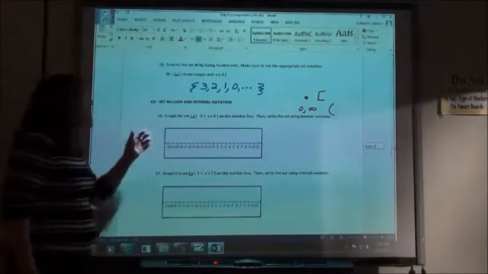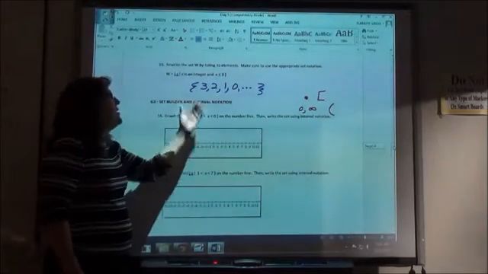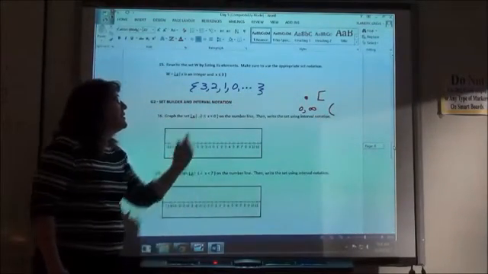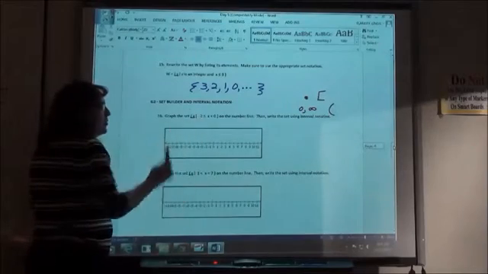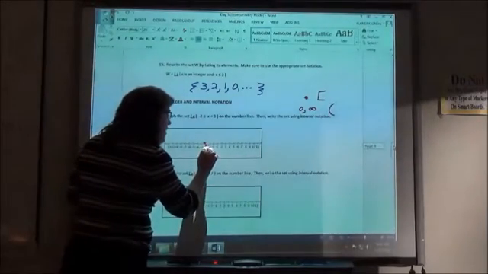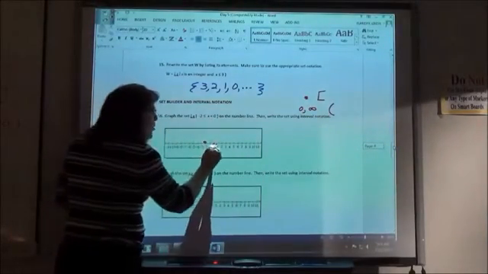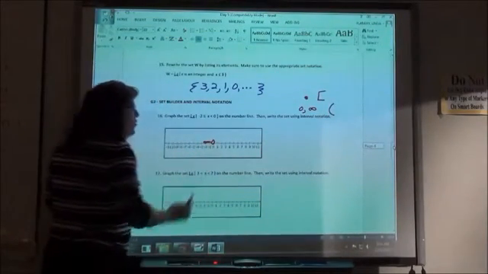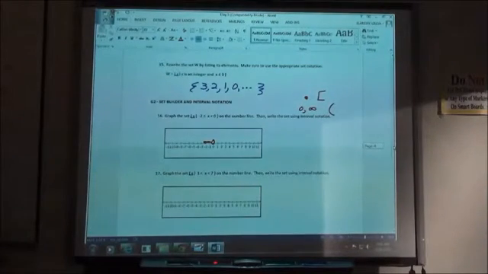So, first thing they're going to have us graph the set, x such that negative 2 is less than or equal to x, which is less than 0. So, the negative 2 is going to have a filled in dot because we have the equal to. The 0 has an open circle. The x is between those two things, so I'm shading between my two dots.